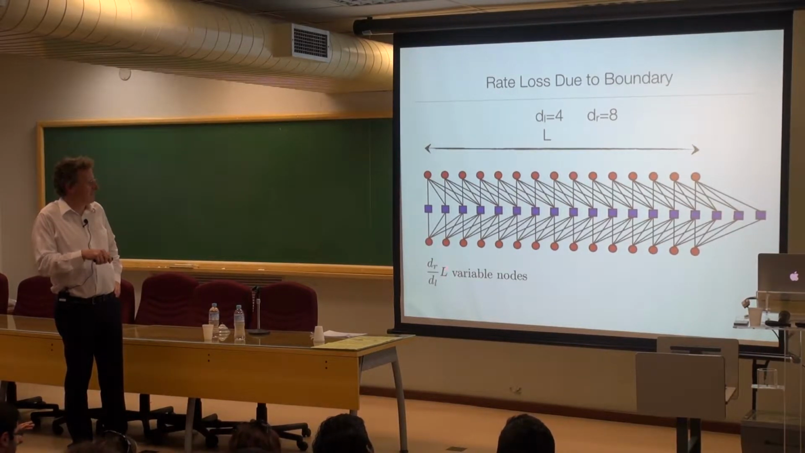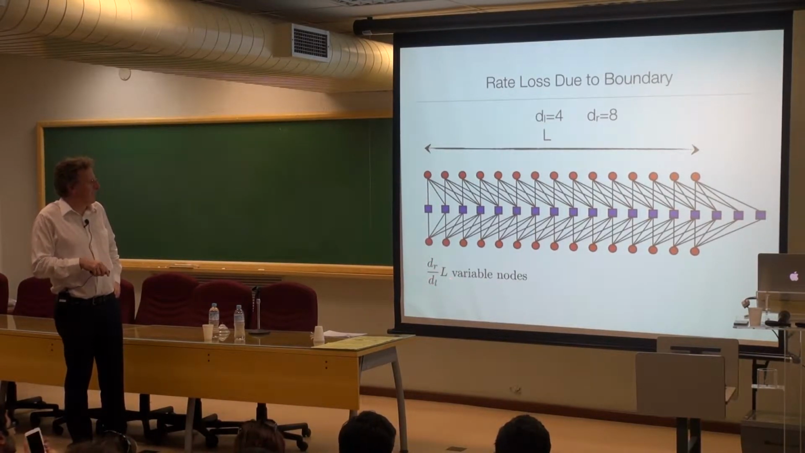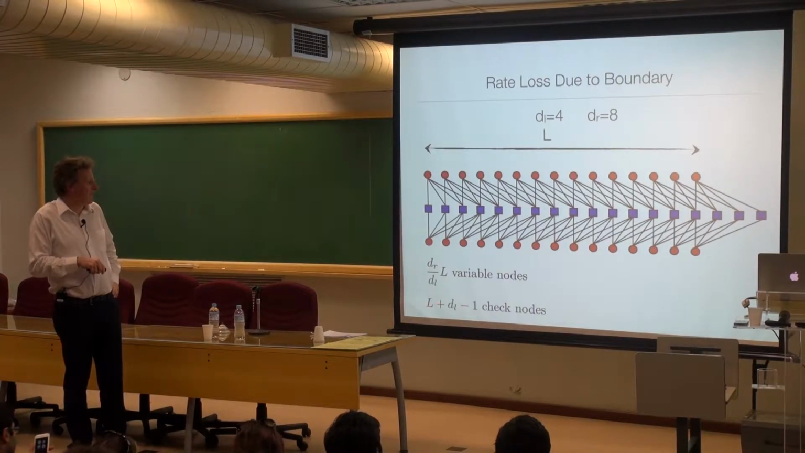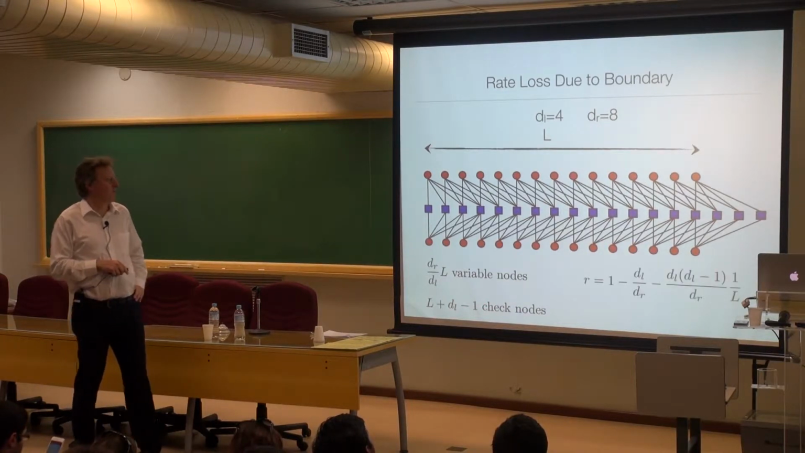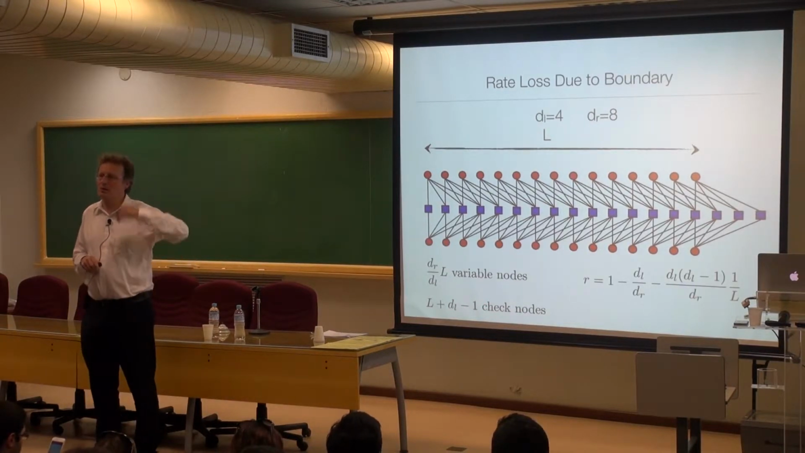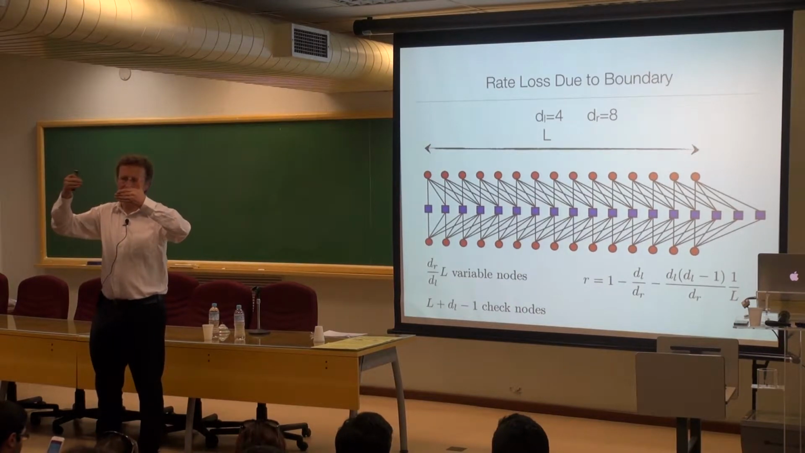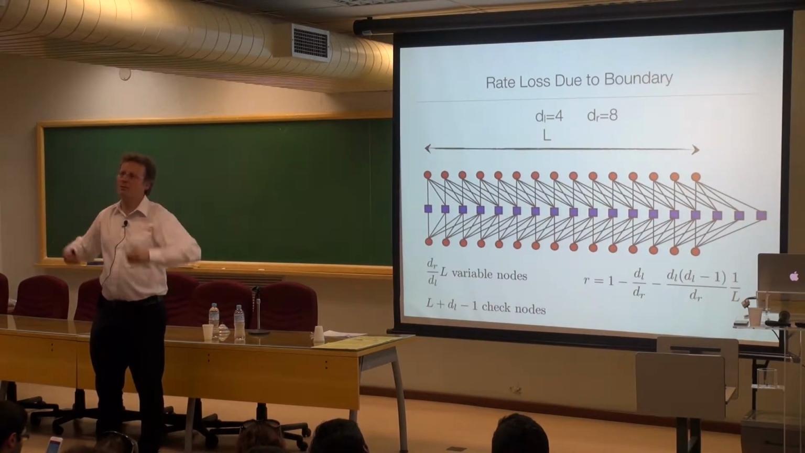So this is the chain length here, and then it depends on how many checks versus variables, so that's the ratio of check to variable nodes here. And so I have so many of those, and then how many extra check nodes do I have? Well, I have this L, but then I have this extra DL minus 1 check nodes here. And so if we remember, the formula was just the total degrees of freedom I have minus the degrees of freedom taken away divided by the total number of freedoms I have.